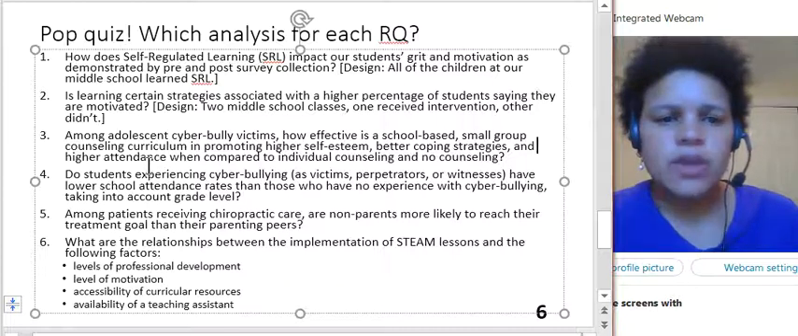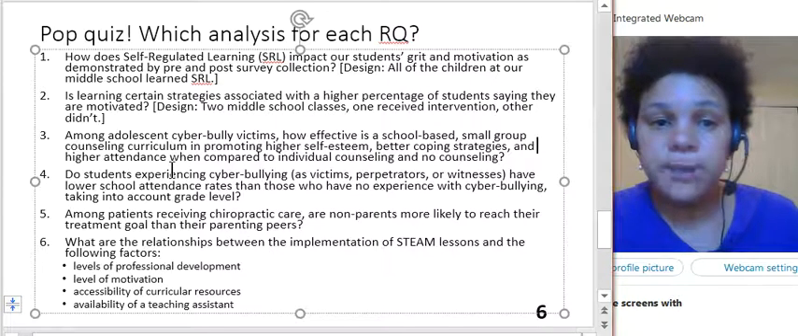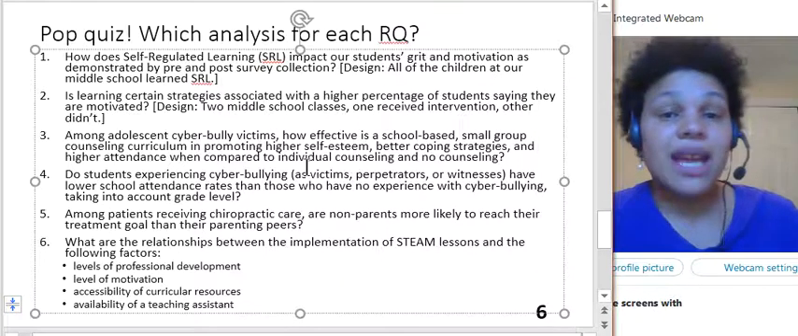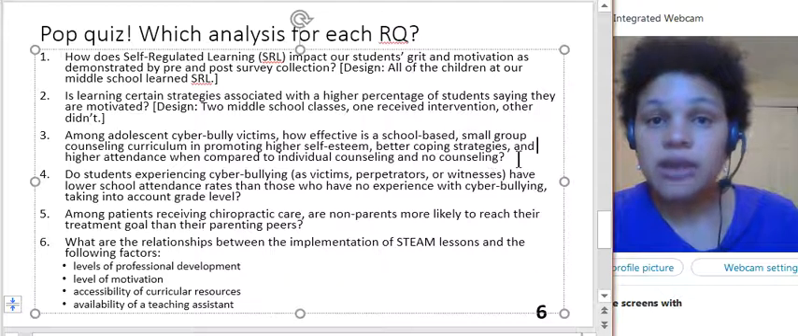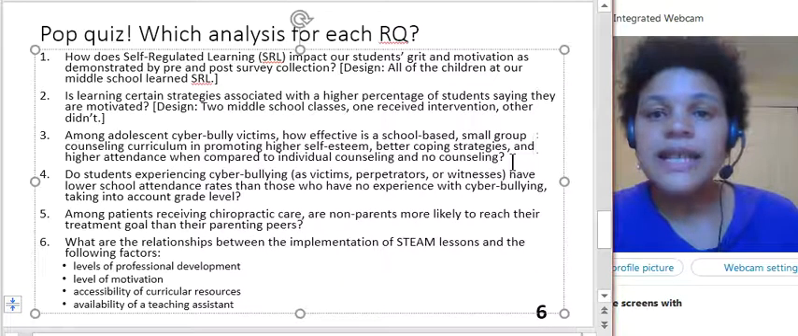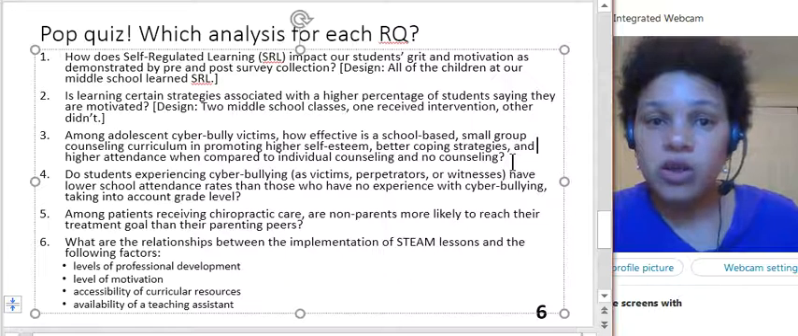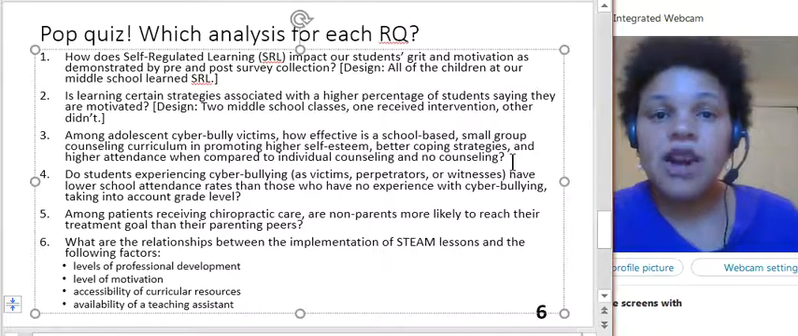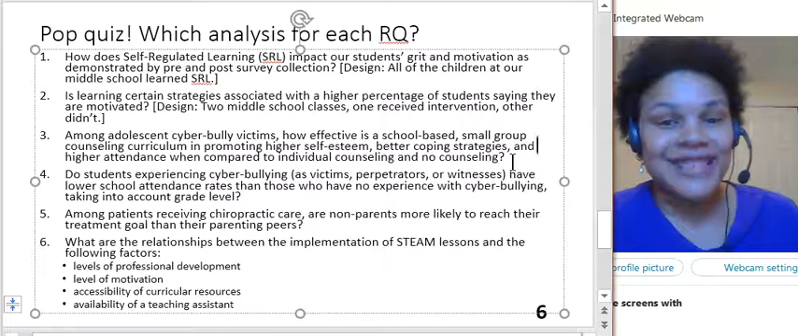And let's see, what are our groups? These are all adolescent cyberbully victims. But what happens to these kids? Some of them get small group counseling, some of them get individual counseling, and some of them get no counseling. So we have basically three groups. Our group of kids who got small group counseling, our group of kids that got individual counseling, our group of kids that got no counseling. So three groups. That's more than two.